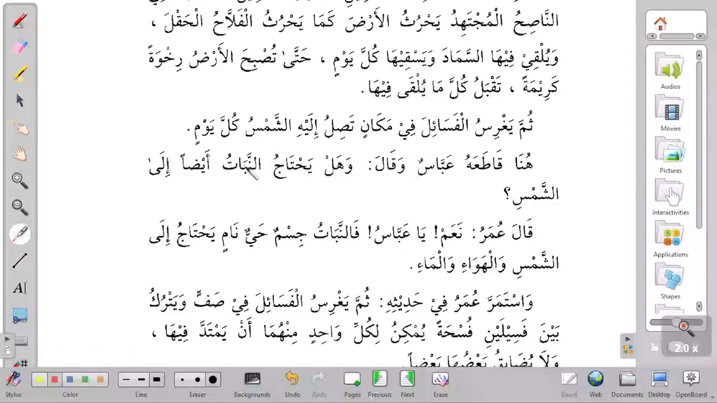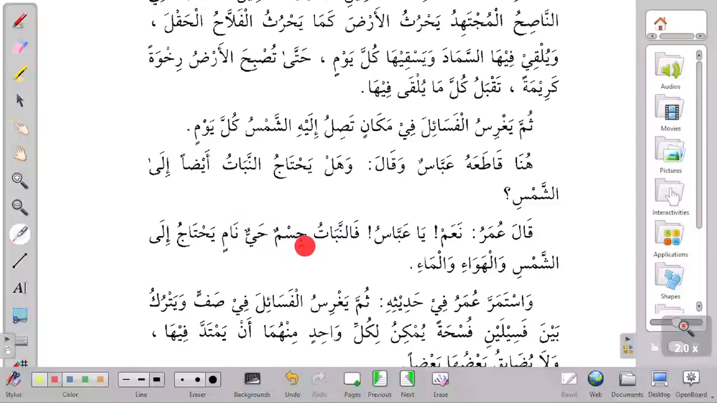وهل يحتاج النبات أيضا إلى الشمس؟ And that's the nabat, the plant. Do they also need shams, the sun? Umar said, نعم, yes. يا Abbas, O Abbas, فالنبات جسم حي نام يحتاج إلى الشمس والهواء والماء. Yes, for indeed the trees or the plant is a جسم حي نام, a body that is sleeping, a life body.